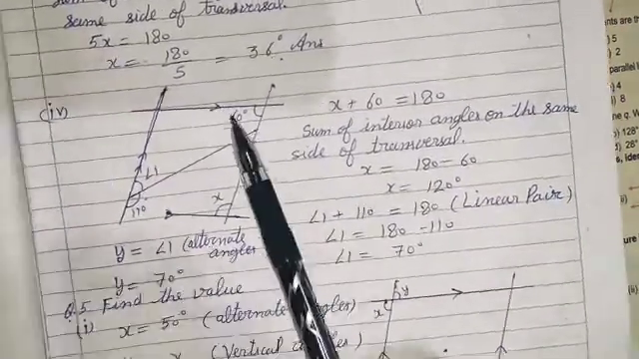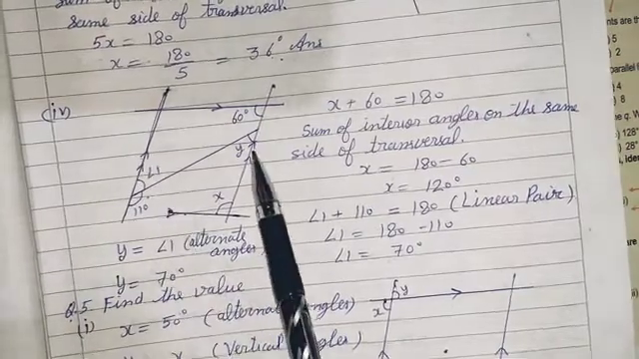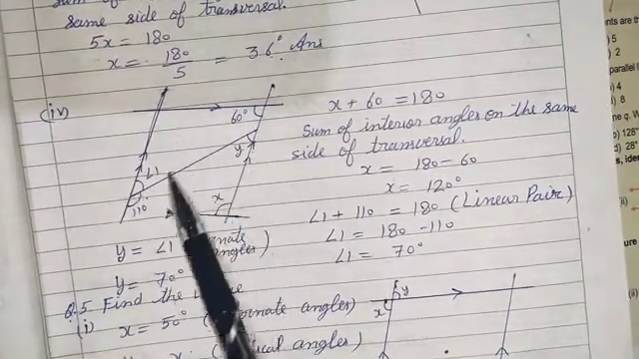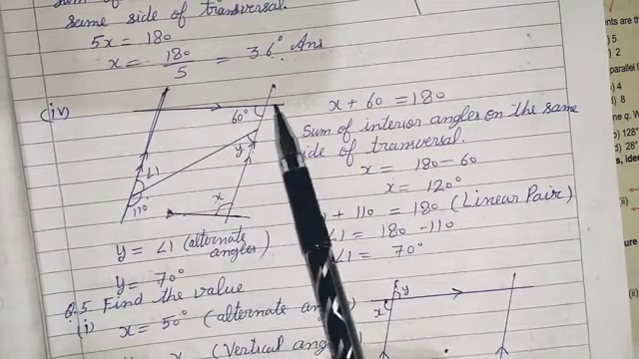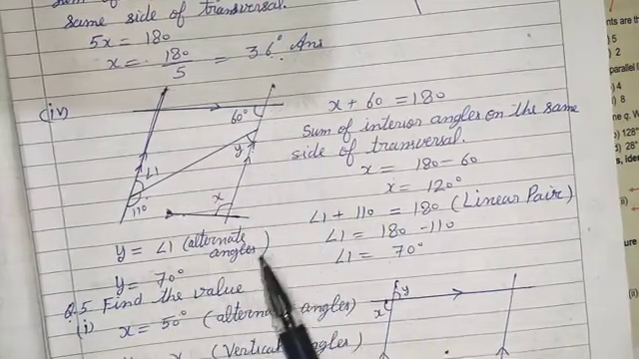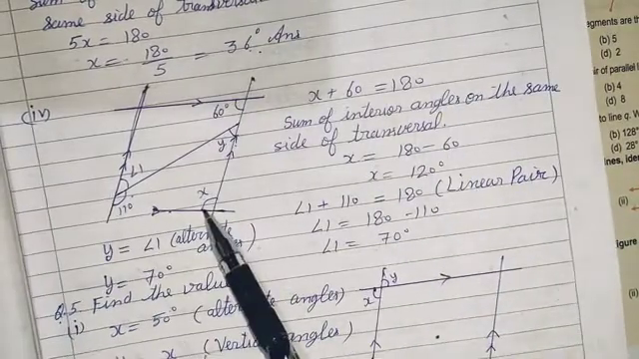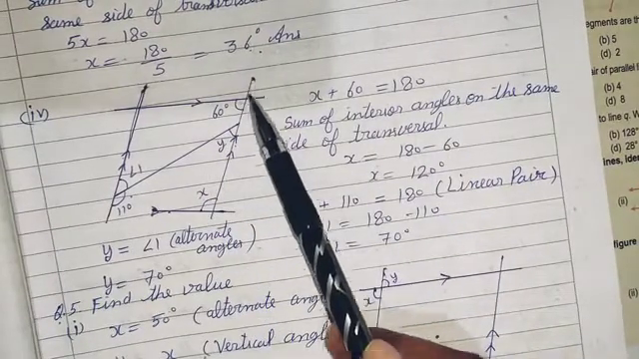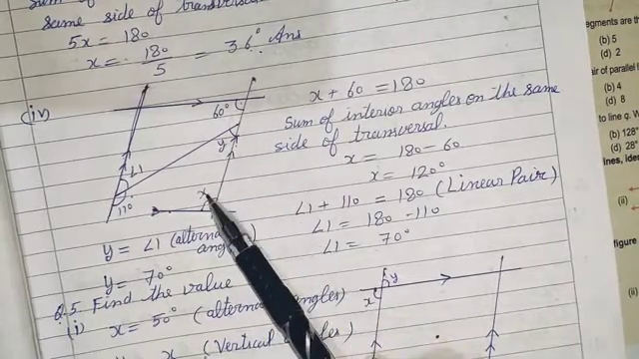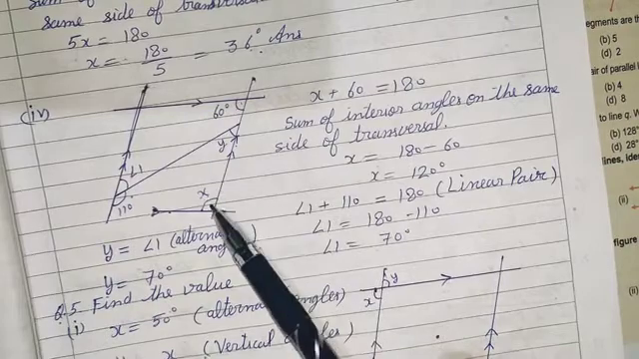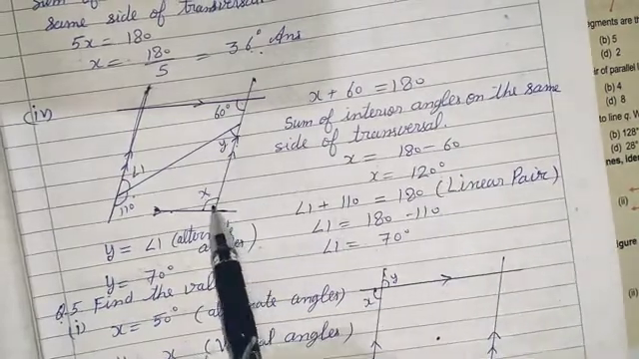Fourth part, this line and this line are parallel to each other. This line and this line are parallel to each other. This is the transversal, and for these two lines, this is also the transversal. So here x plus 60 equals 180 degrees. Why? Because these two lines are parallel and this is the transversal, so these two angles are co-interior angles. So 60 plus x equals 180, so x equals 120. Value of x is 120.